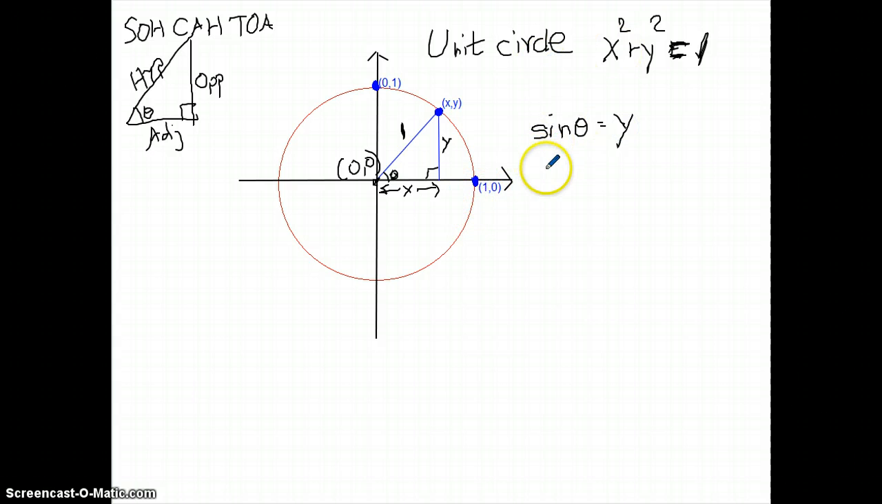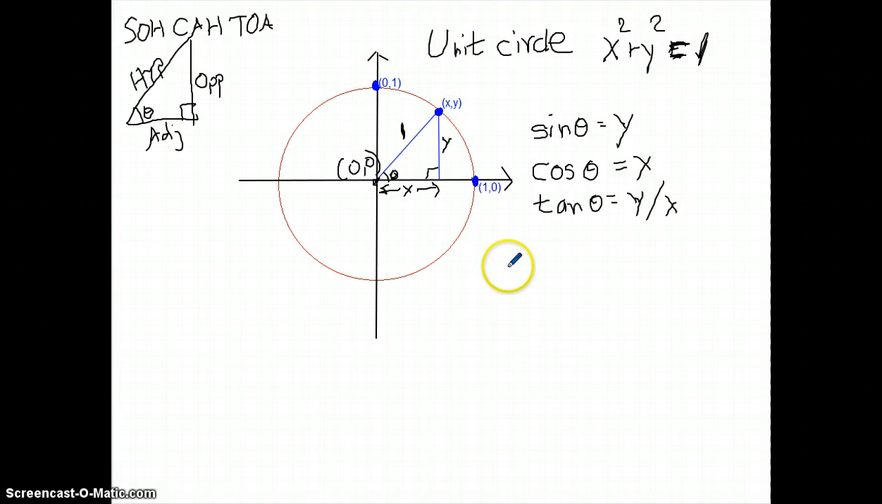And you could say the same thing for cosine theta. Cosine theta is the adjacent side. Well, the adjacent side is x, the hypotenuse is still 1, so cosine theta is equal to x. And of course, tangent theta, well, tangent is equal to sine over cosine, so that's going to be y over x. So that gives us a very useful set of identities here.